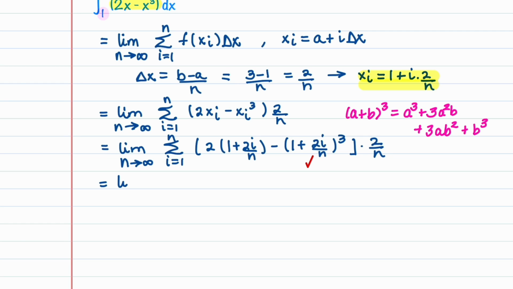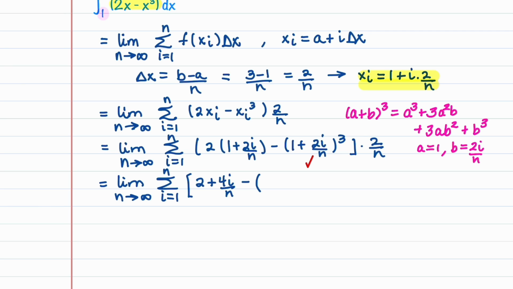This gives us the limit as n goes to infinity, the sum, i goes from 1 to n, of 2 times 1, so this is 2, and then we have a 4i over n. Now we're going to subtract off (1 plus 2i over n) cubed. Let's also write over here that a is equal to 1, and then our b is 2i over n. We have a cubed, so that's just 1 cubed, and that's 1.